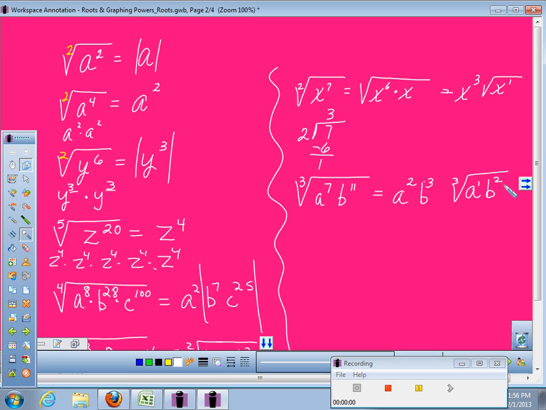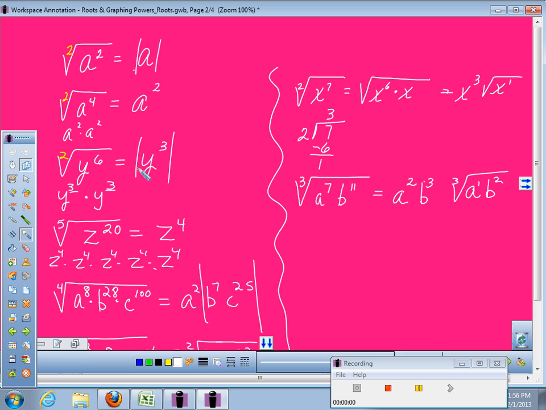What about this one up here? 2 went into 7 3 times, you have to absolute value it. You lost me. I didn't lose you. Okay, like over here, on the left side, how are you telling me that I absolute value this a, I absolute value the y cubed? They came out odd. Yes.